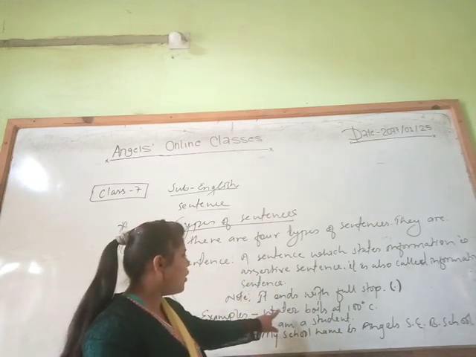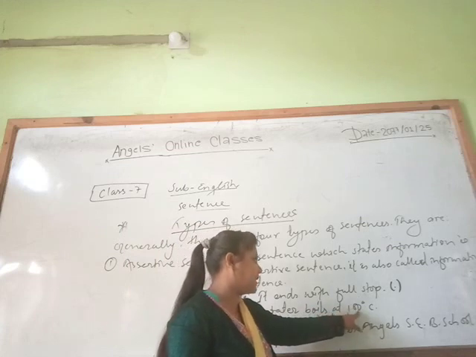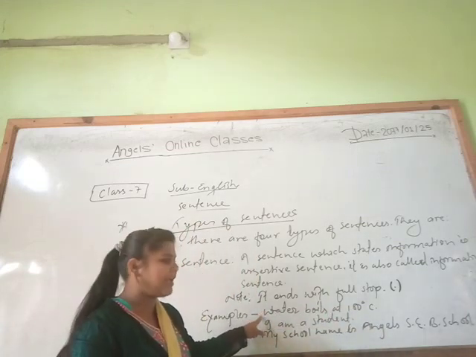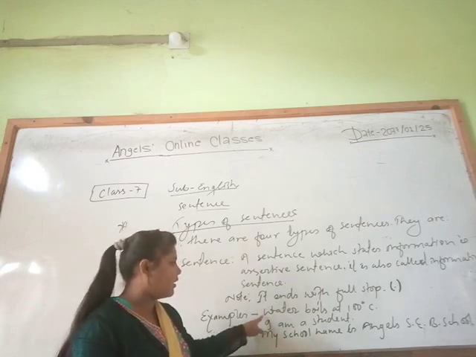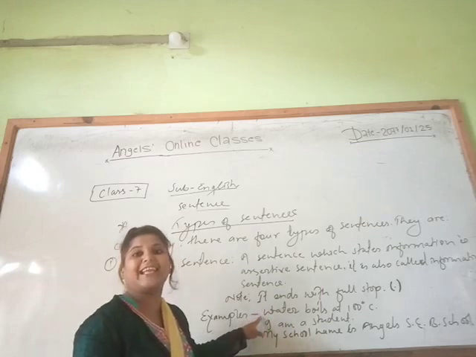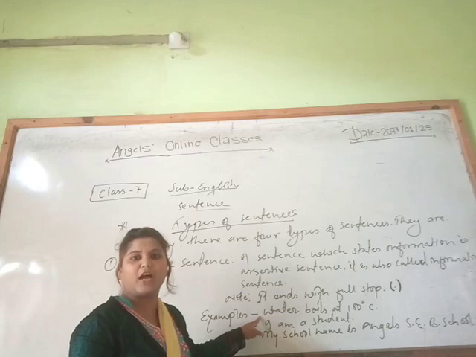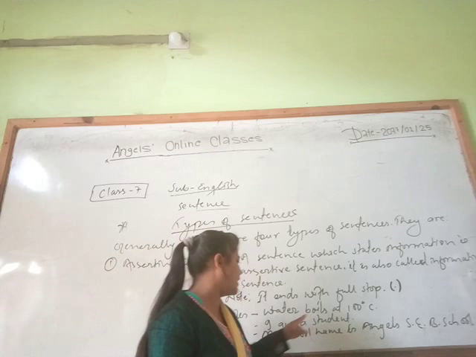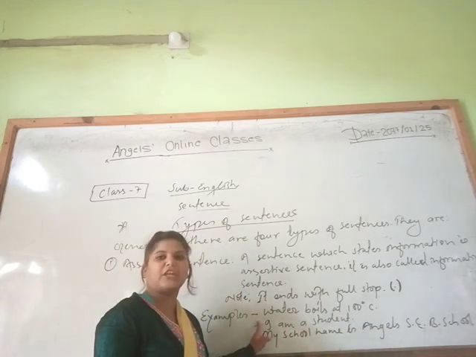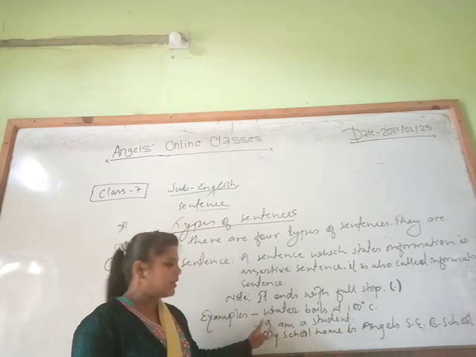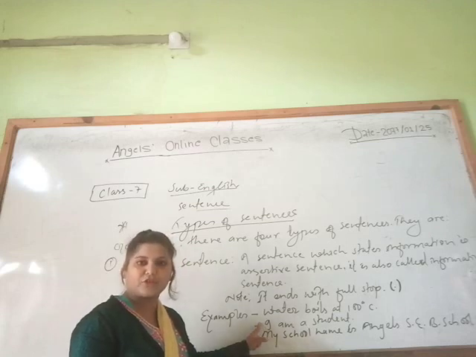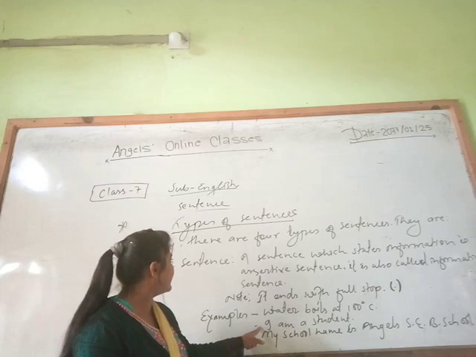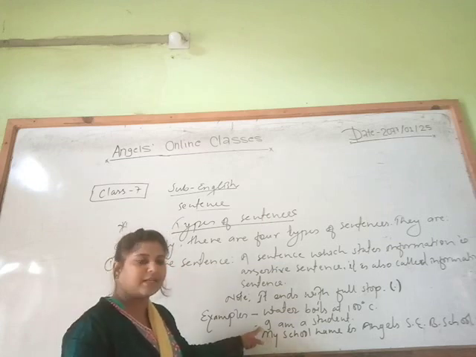Example, you can see here: Water boils at 100 degrees Celsius. It is scientific information, and it has been mentioned in a short sentence because it is declaring the information about the boiling of water. Second: I am a student. It is also expressing the introduction of a child, therefore it is information about this child, and it has also been mentioned here in an assertive sentence.